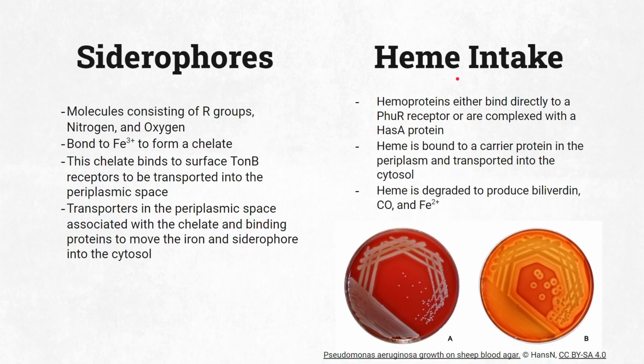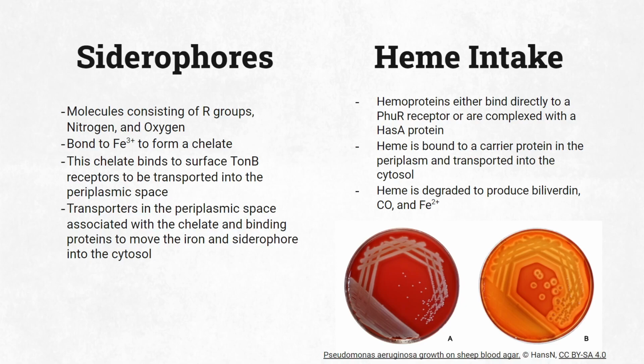Heme intake for gram-negative bacteria is a little interesting. Hemoproteins within the environment, proteins that contain heme, can either bind directly to the PhuR receptor on the outer membrane, such as hemoglobin in its entirety binding to this receptor, or the bacteria can release an HasA protein into the environment, which is a much smaller protein that will find a hemoprotein, bind to one heme molecule within that protein, and break it off from the whole.